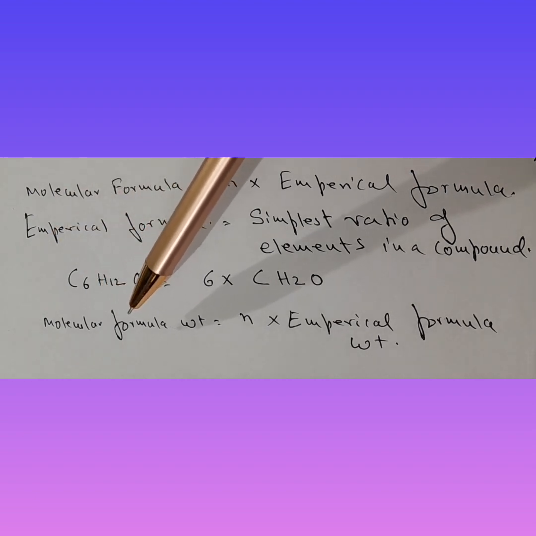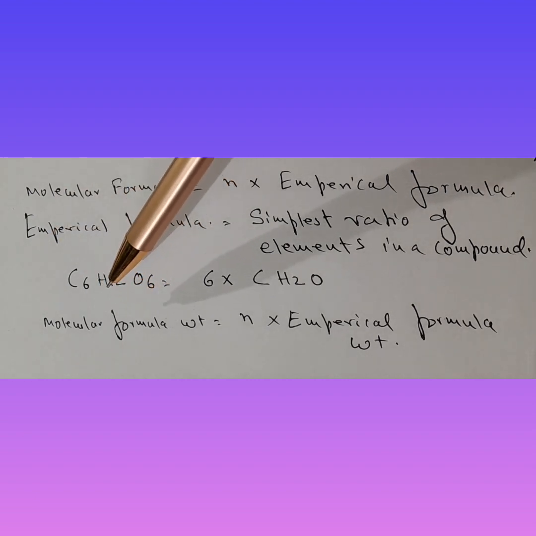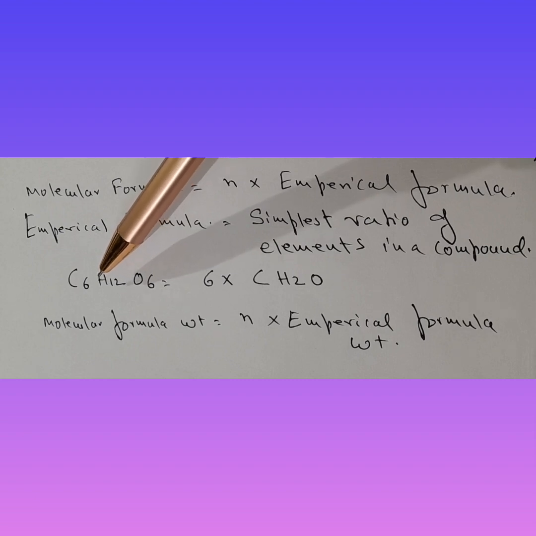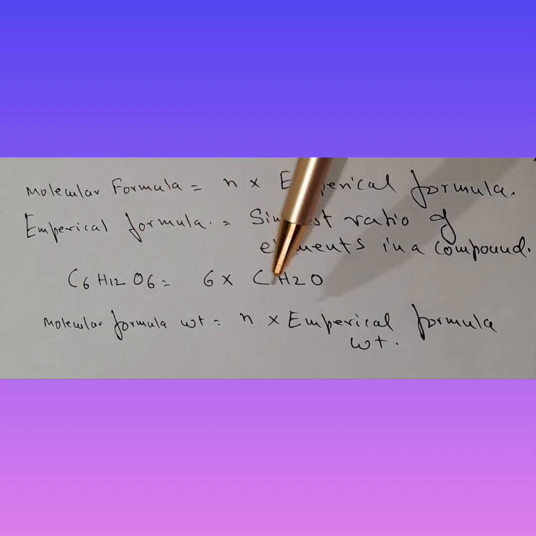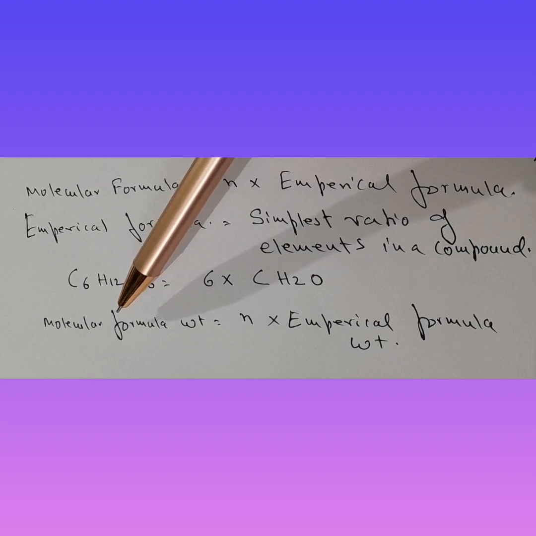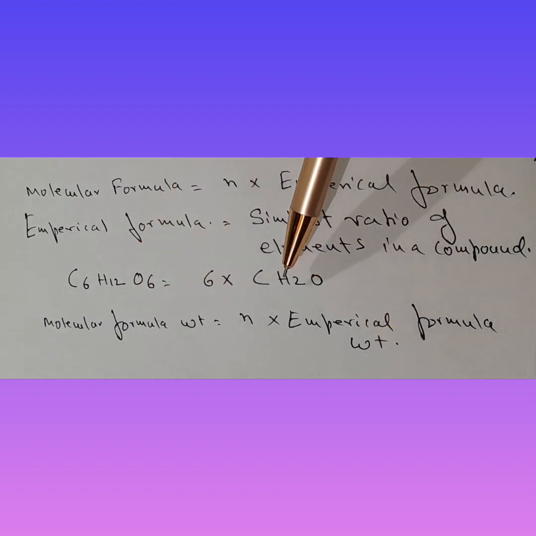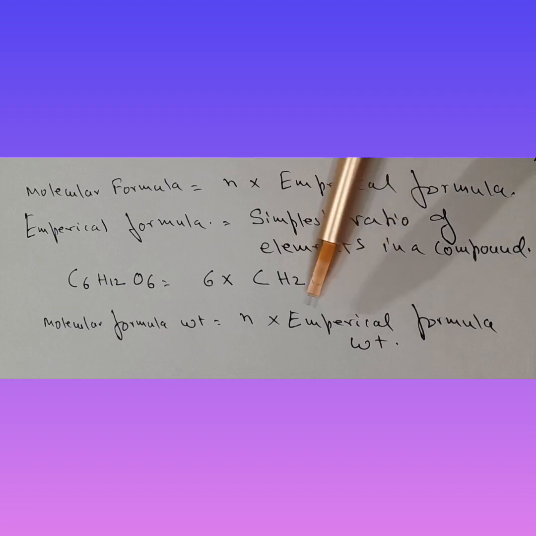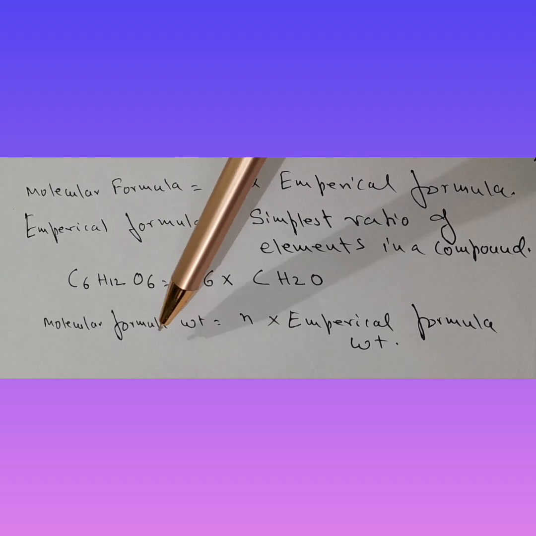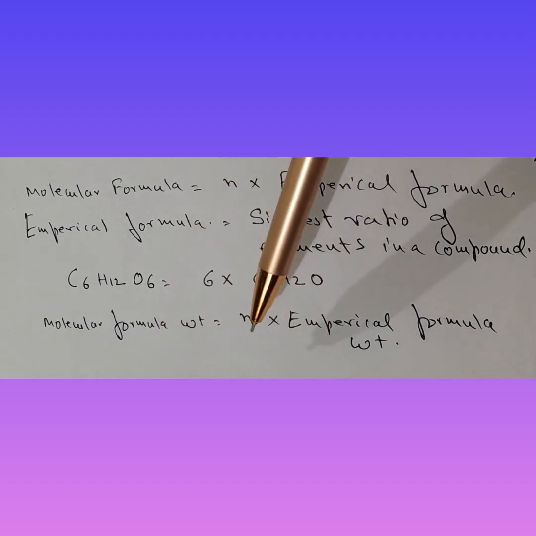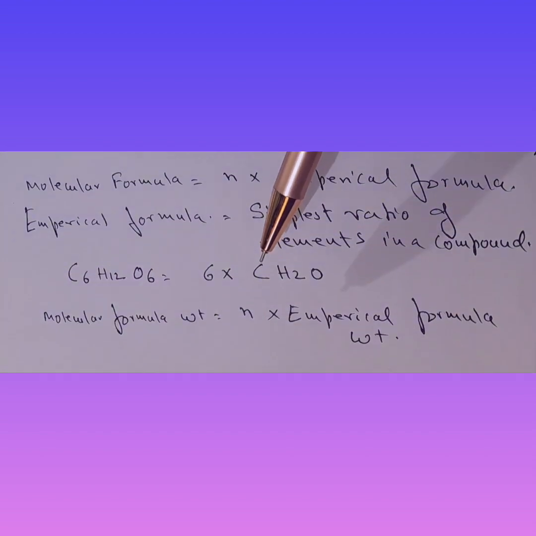Similarly, we can also find out molecular formula weight by summing up the atomic weights here. So we can find out molecular formula weight that way, and empirical formula weight that way, by summing up the atomic weights of individual atoms. And if I divide molecular formula weight by empirical formula weight, then I can get N. Alright, so this is the relationship that I want to keep in mind.